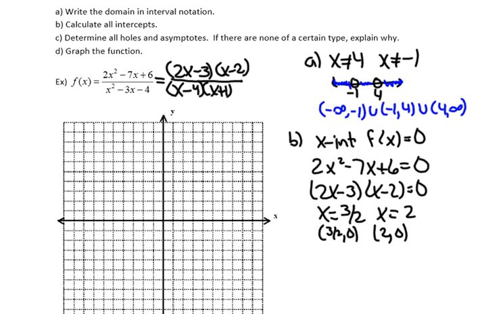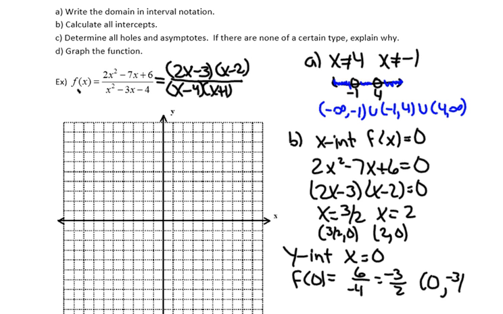Okay, y-intercept, I know x is equal to 0. So what am I going to do? I'm going to do f of 0. Now, I'm going to go to the original function right here because that's easy to plug in. Plugging in 0 on the top, that's 0 minus 0 plus 6 is 6. On the bottom, it's 0 minus 0 minus 4 is -4. That's -3/2. So the y-intercept is at -3/2.